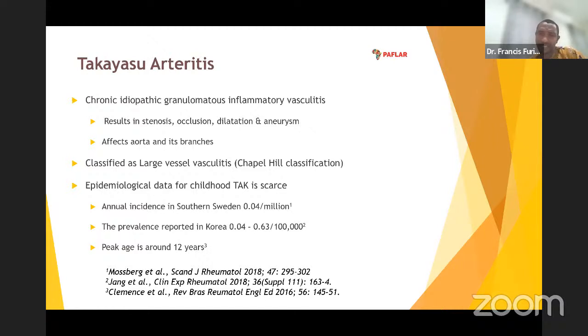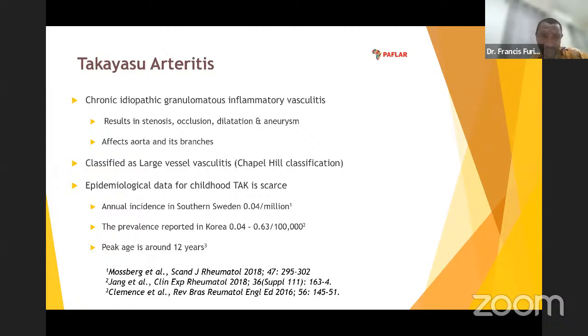Of course, there's missing data on the epidemiology of this condition, particularly in children. The annual incidence in southern Sweden was estimated to be 0.04 per million, and the prevalence reported in Korea was between 0.04 to 0.03 per 1,000 children. This was a retrospective study that was done for almost 4 years, and the prevalence went up as the age increased. And the peak age is around 12 years for children with Takayasu arteritis.